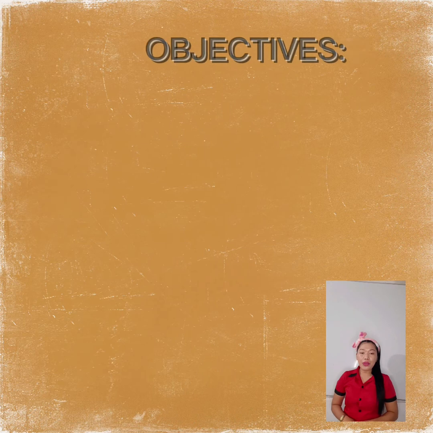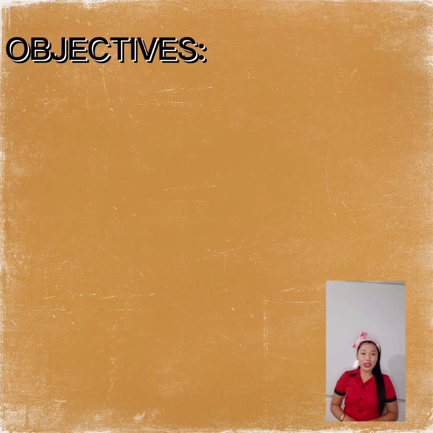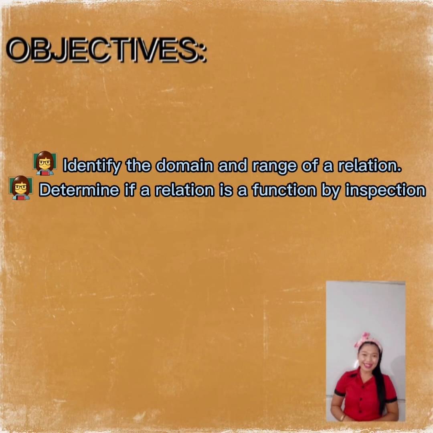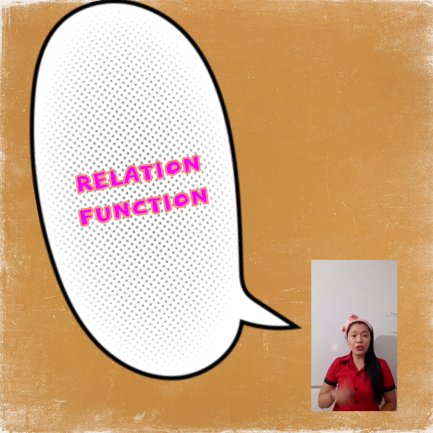Before we proceed to our new lesson, let us all read our objective. Objectives: identify the domain and range of a relation and determine if a relation is a function by inspection. Have you encountered these words? Well, get your notebook and pen and take down notes during the discussion.